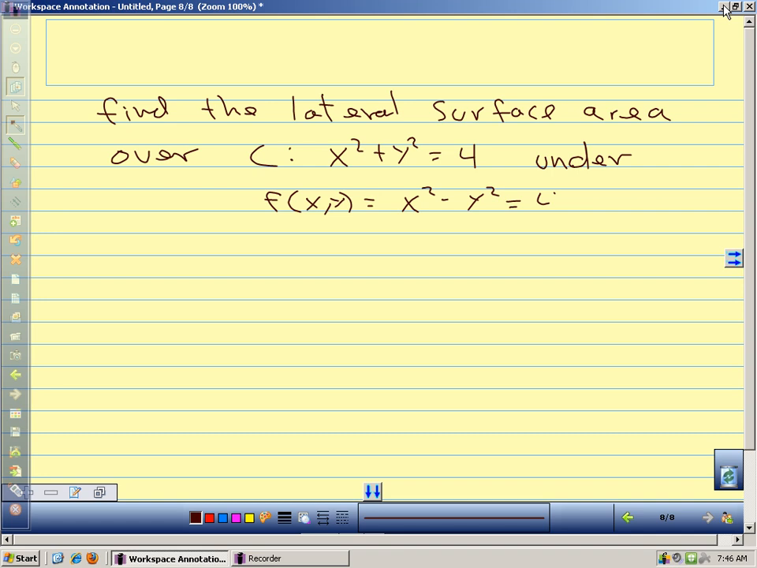First off, what is the curve? X squared plus y squared equals 4. So it wants the lateral surface area over this circle under x squared minus y squared. So if we think back to what we did with multiple integration, f of x, y, what's another way we could express f of x, y? How can we think of that?